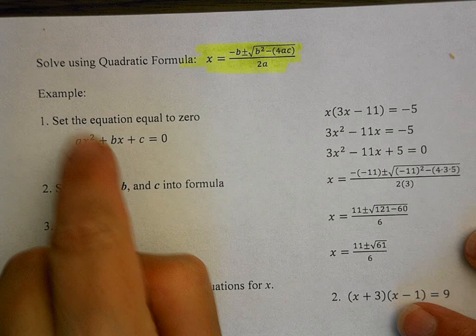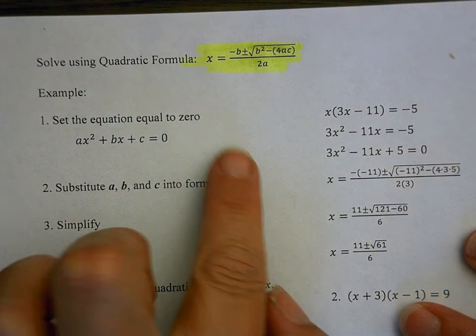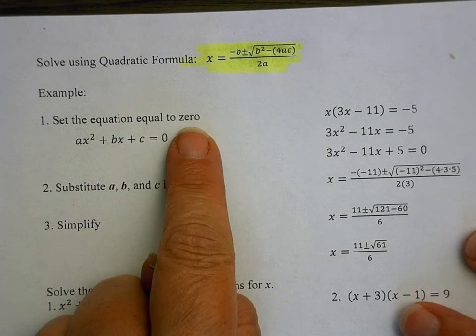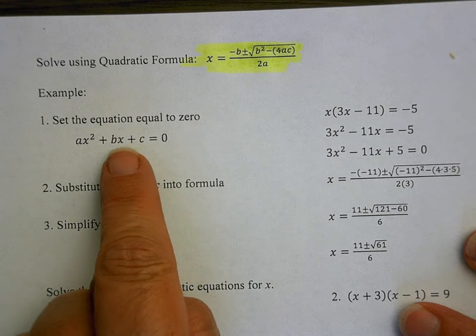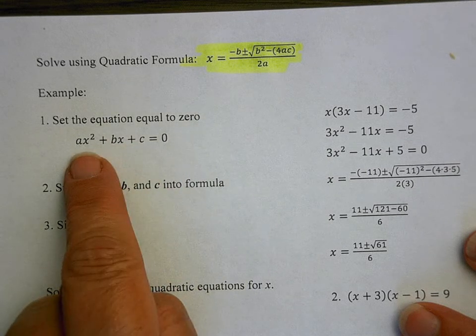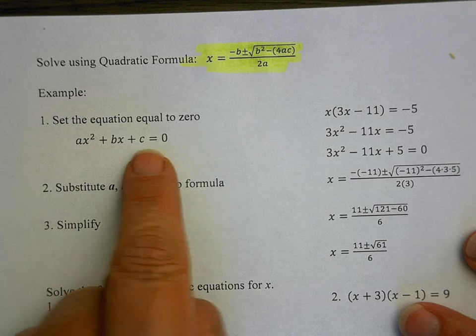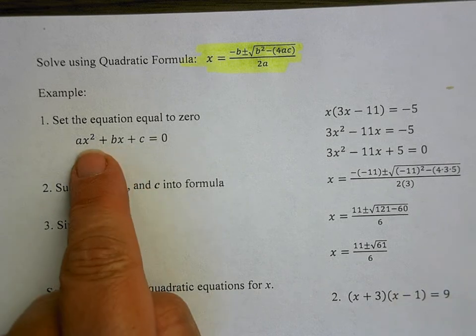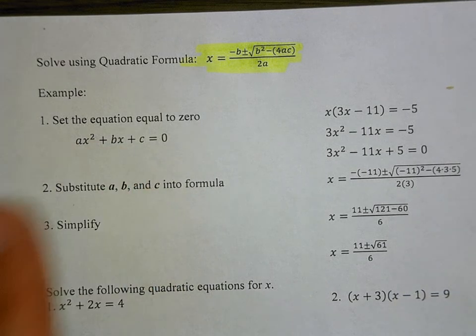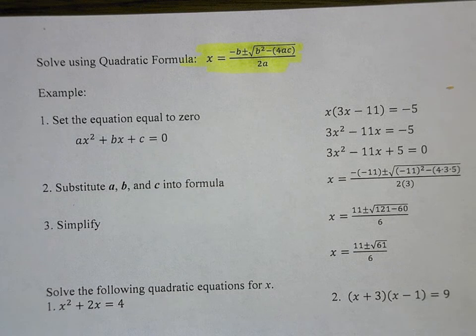So the steps in using the quadratic formula: you always have to make sure your equation is equal to 0 and that it's expanded out as a trinomial. So you want to make sure it's a trinomial, meaning multiplied out, so there should be no parentheses or grouping symbols, or you won't be using the quadratic formula correctly, okay?